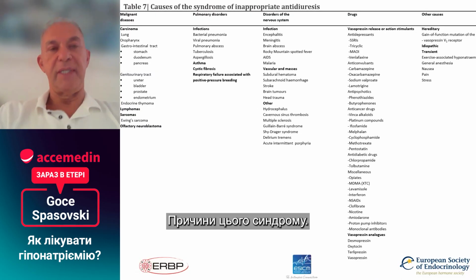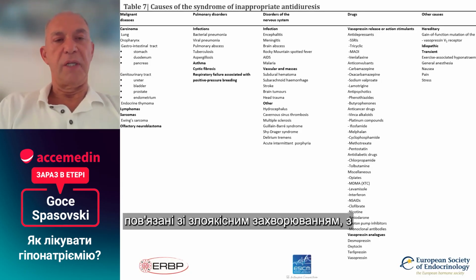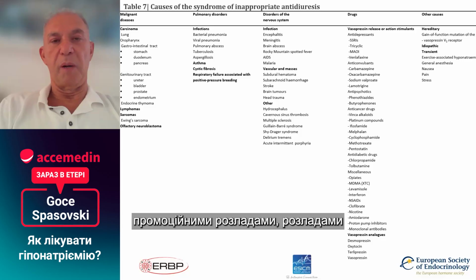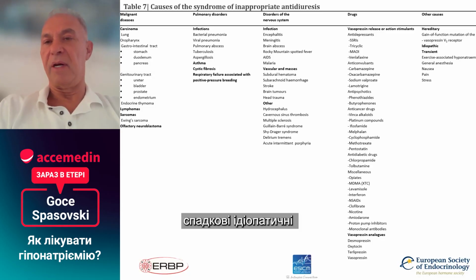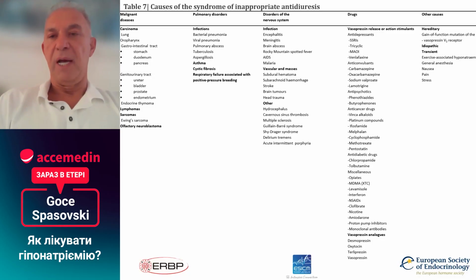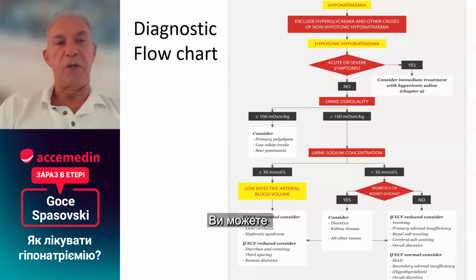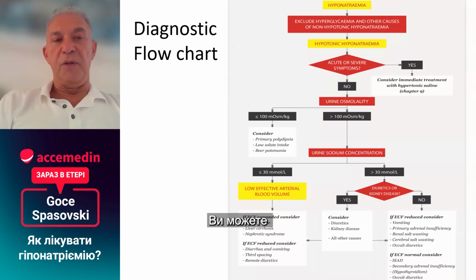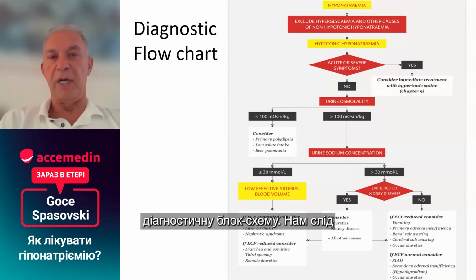Causes of this SIADH syndrome: you can see there are causes associated with malignant diseases, with pulmonary disorders, disorders of the nervous system, associated with various drug use, and other hereditary, idiopathic, or transient causes of this situation. You can see on this slide the diagnostic flow chart.